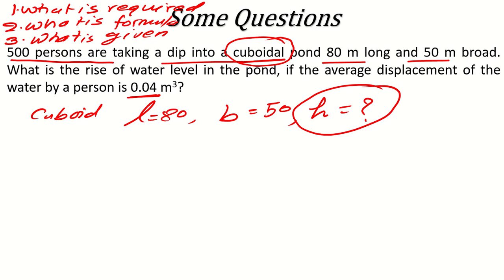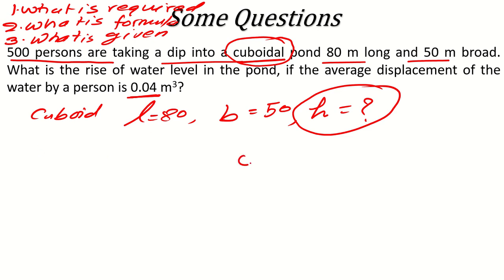So you have studied in science that whatever object we put into the water, whatever amount of water comes out is equal to the volume of that object. Okay, volume of that object. So first of all, you see this.